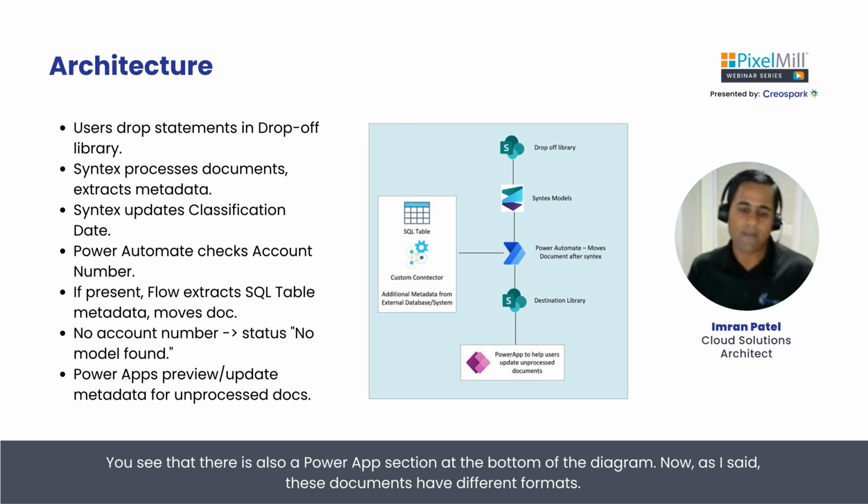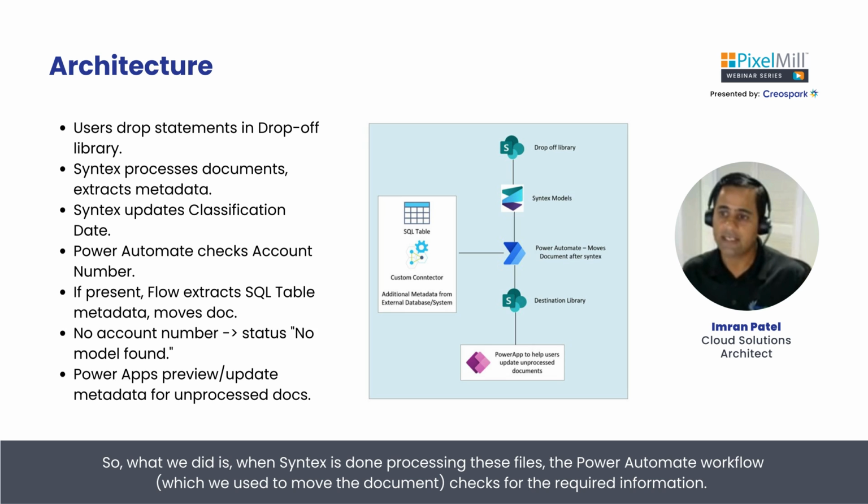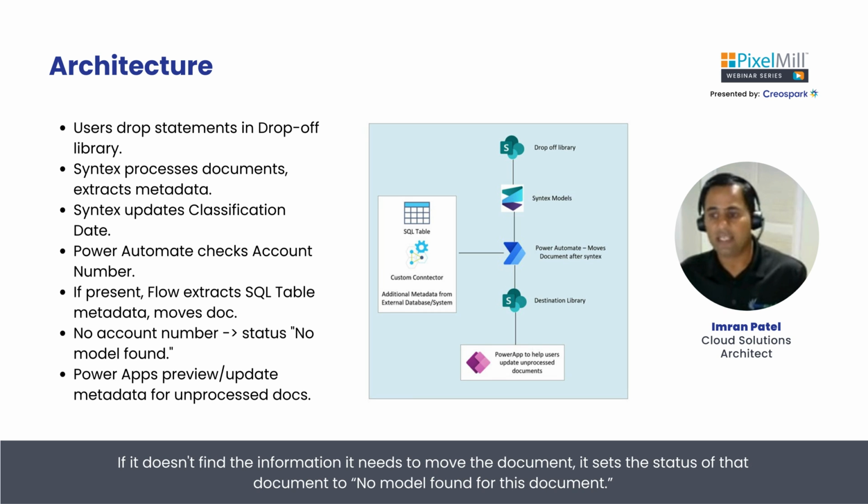You see that there is also a Power App section at the bottom. As I said, these documents differ in format when they are scanned, so not 100% of the time can Syntex process these documents. There are cases where Syntex might not be able to extract the information that we need, such as the account number. So when Syntex is done processing these files, the Power Automate workflow which we use to move the document, if it doesn't find the information it needs, would set the status of the document saying that no model was found for this document.